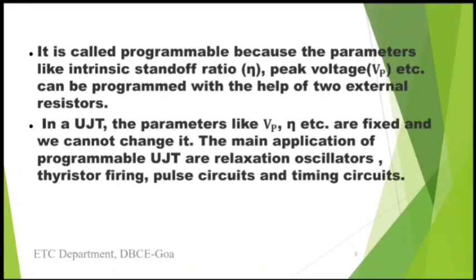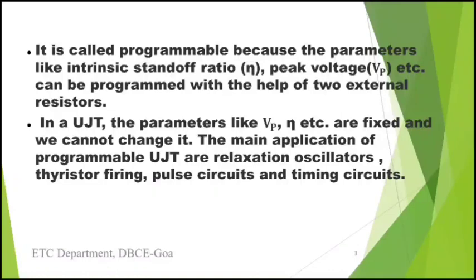It is called programmable because parameters like intrinsic standoff ratio and peak voltage can be programmed with the help of two resistors, whereas in a UJT these parameters are fixed and cannot be changed. The main applications of programmable UJT are relaxation oscillators, thyristor firing, pulse circuits and timing circuits.